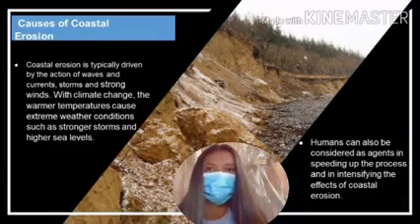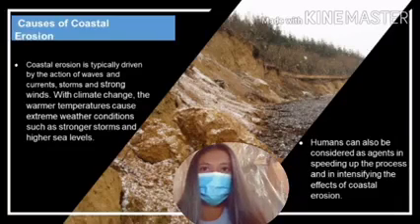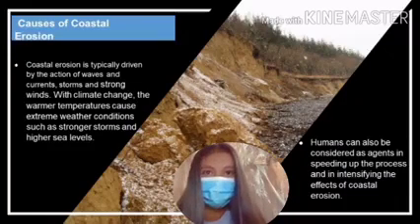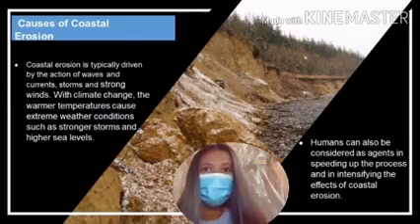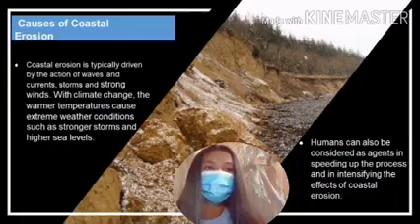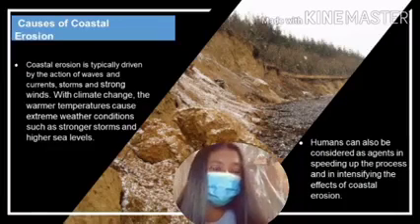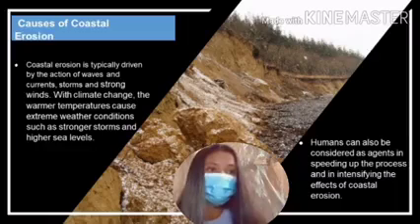Causes of coastal erosion. Coastal erosion is typically driven by the action of waves and currents, storms, and strong winds. With climate change, the warmer temperatures cause extreme weather conditions such as stronger storms and higher sea levels. Another cause of coastal erosion is us. Humans can also be considered as agents in speeding up the process and intensifying the effects of coastal erosion.